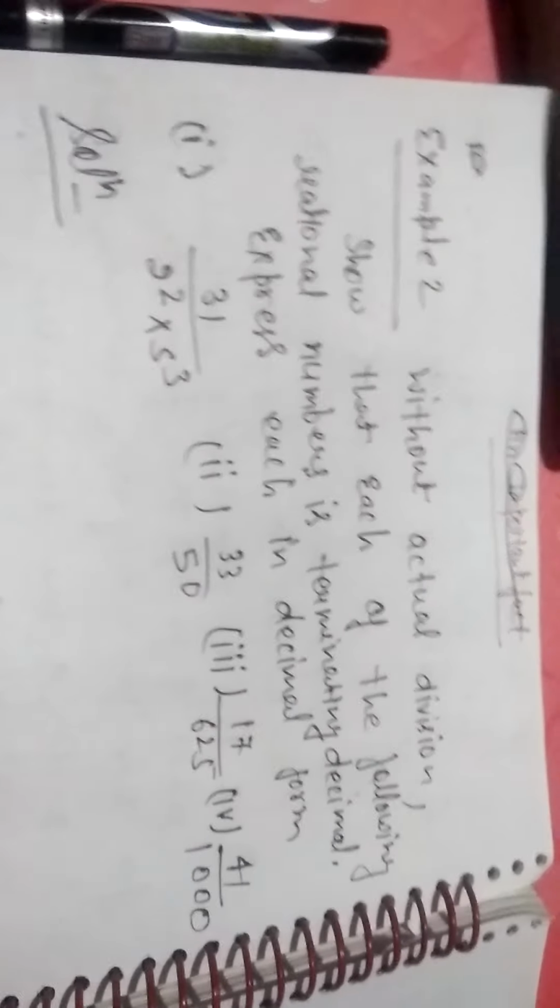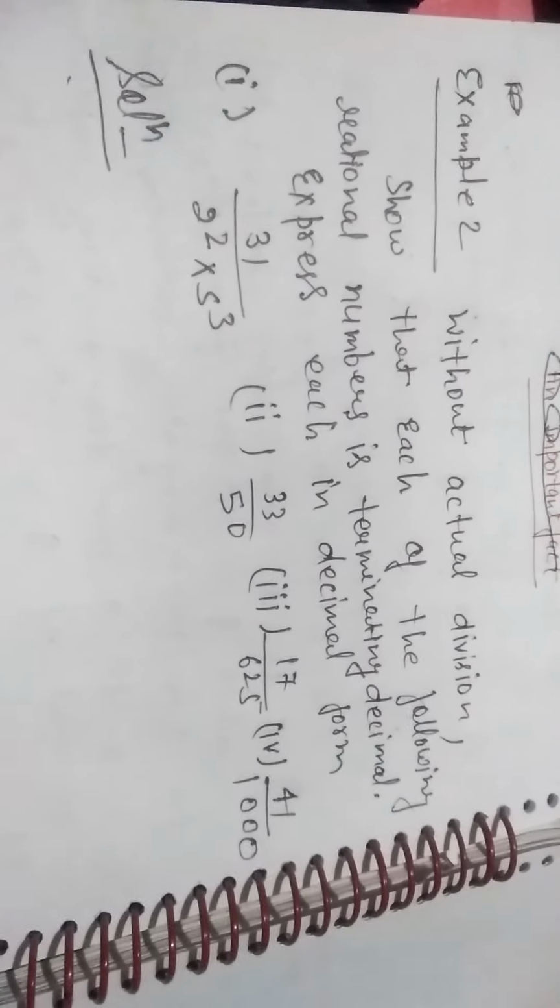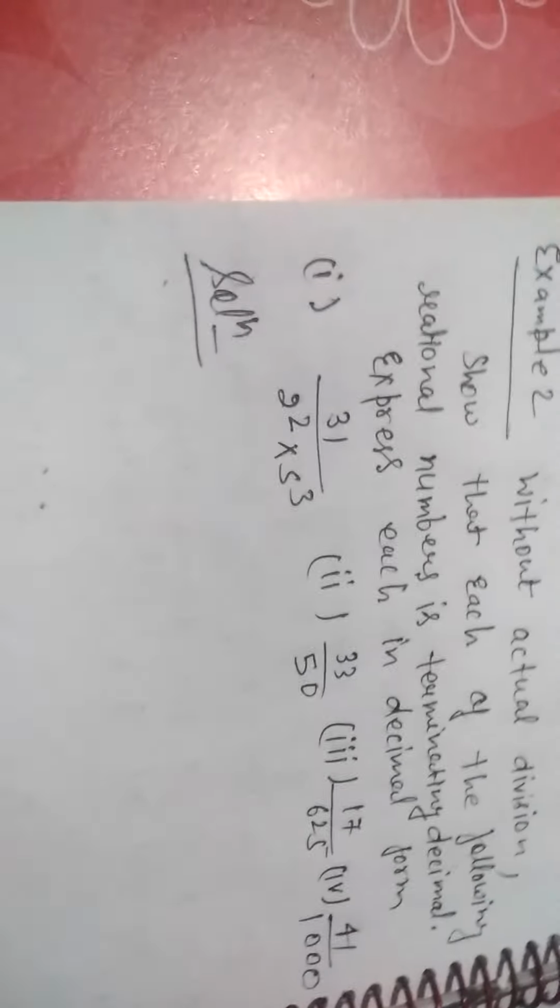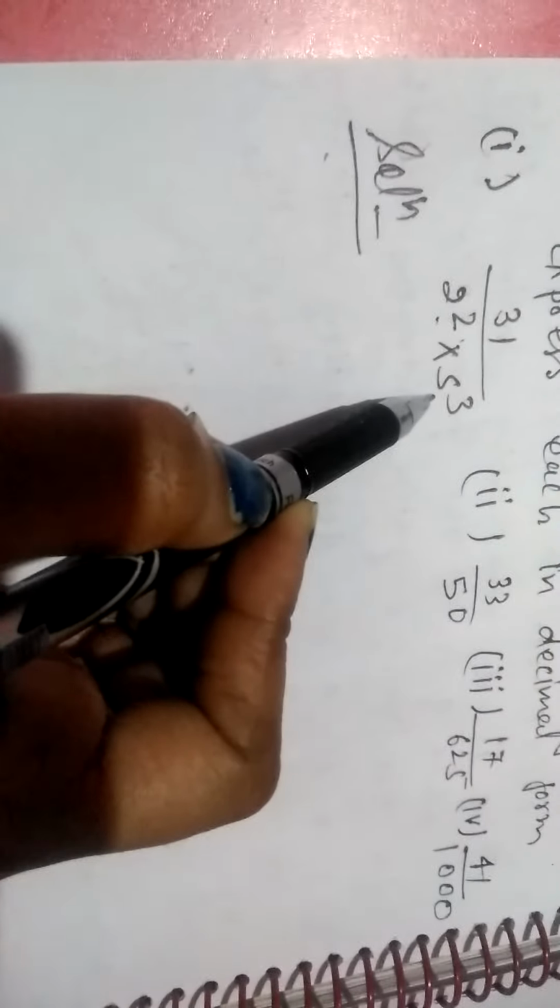Hello everyone. Now I am going to solve the questions based on terminating and non-terminating decimals without actual division. Without actual division, show that each of the following rational numbers is a terminating decimal, and express each in the form of a decimal. First, 31 by 2 to the power 2 and 5 to the power 3.